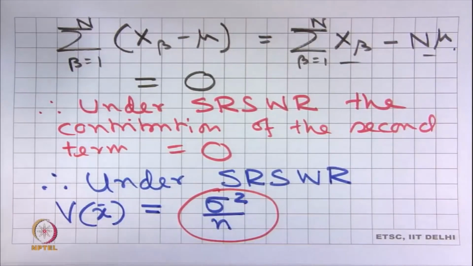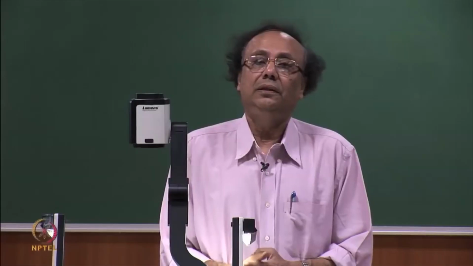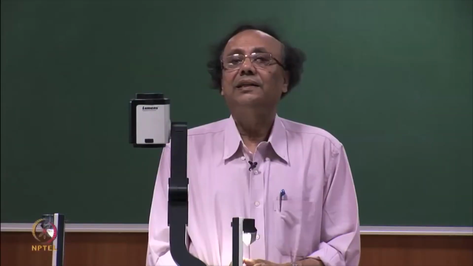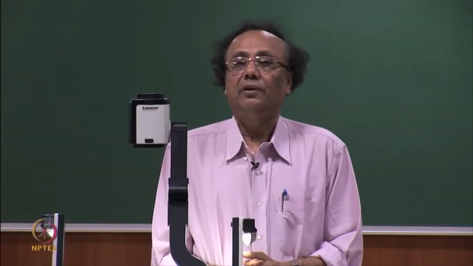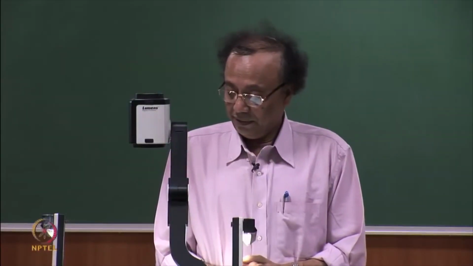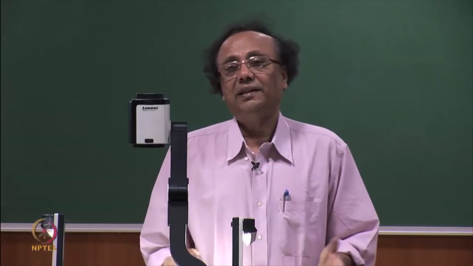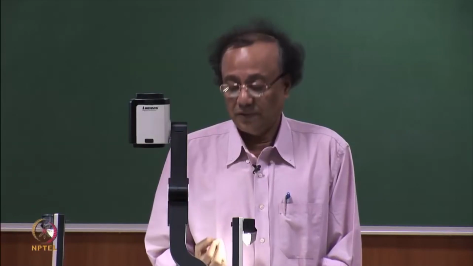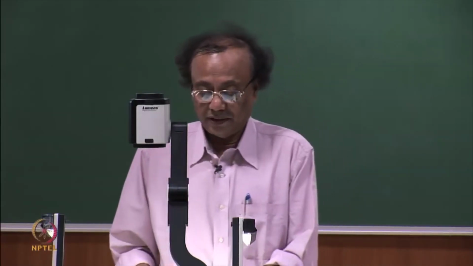So, if we are sampling from the population with replacement, then the sampling variance of x bar is equal to sigma square by n, where n is the sample size. What does it mean? It means that as n increases, the variance of x bar also decreases with increasing n.